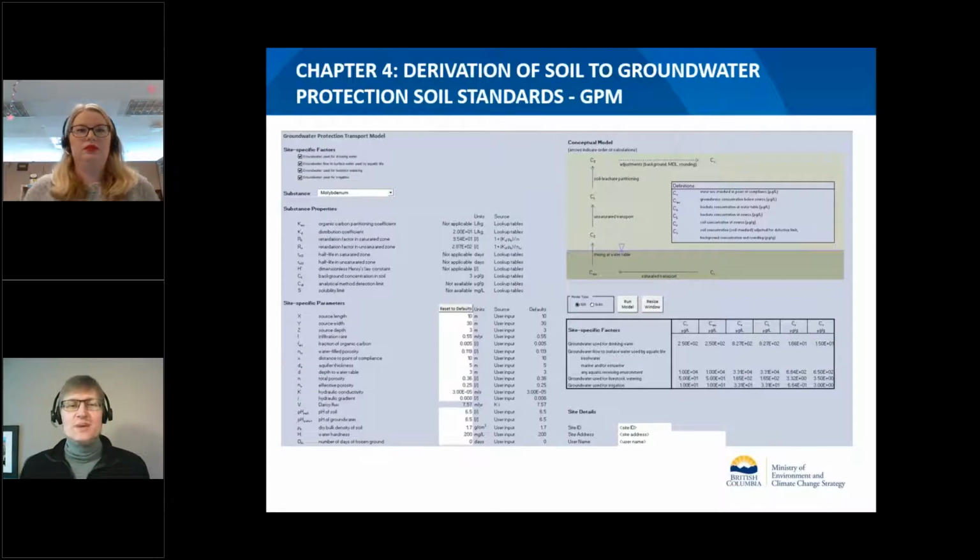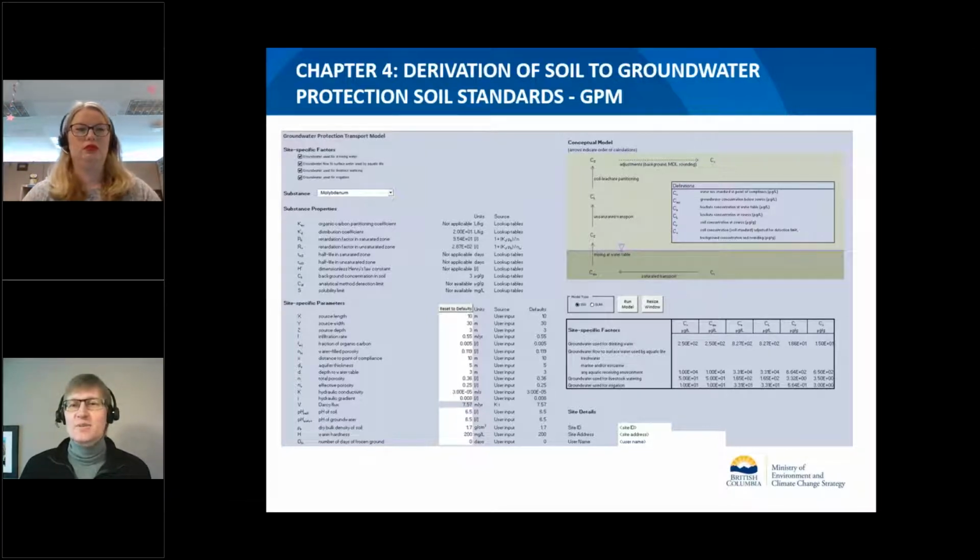To close out this chapter, this slide provides a screenshot of the Ministry's Groundwater Protection Model. In the upper left corner of the screenshot, we can see the substance selected, in this case, molybdenum. We can also see substance properties and site-specific factors that apply at the site in question. In the lower left, the default and site-specific factors are shown.